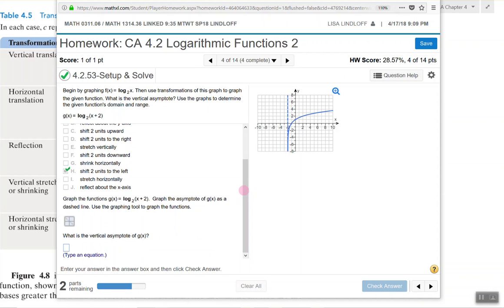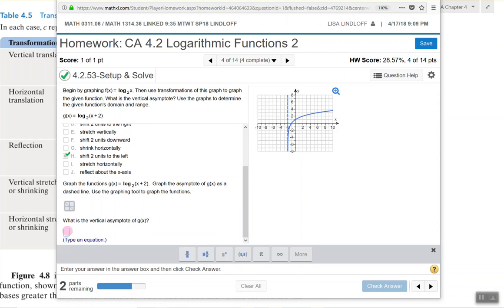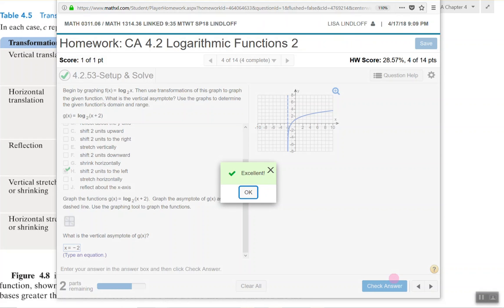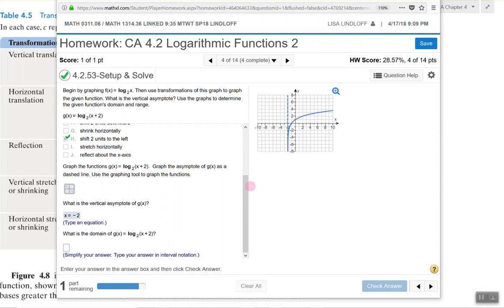Now it wants to know the equation of the vertical asymptote. It is a vertical line. It is an equation. It is the equation x equals, and you can see -2. The graph is trying to snuggle up against x equals -2.